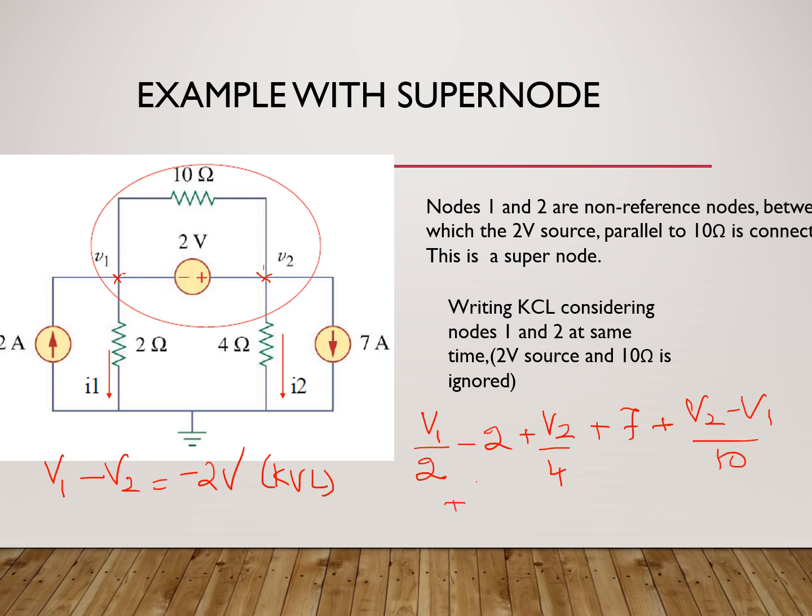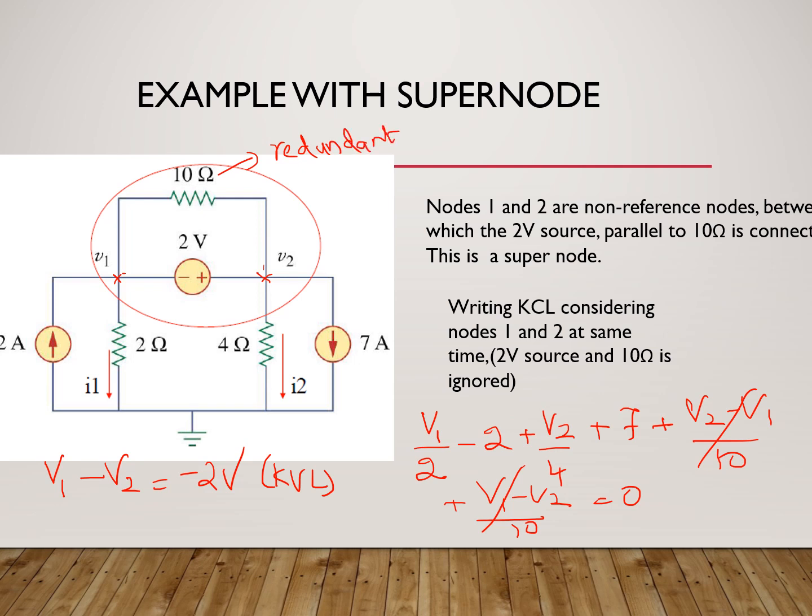Also at V1, it is (V1 minus V2) by 10, and that is equal to 0. So again, if this is considering the 10 ohm resistance also, we can see that these two get cancelled out. Effectively, (V1 minus V2) and (V2 minus V1) by 10 are coming in the same equation, because of which it gets cancelled.